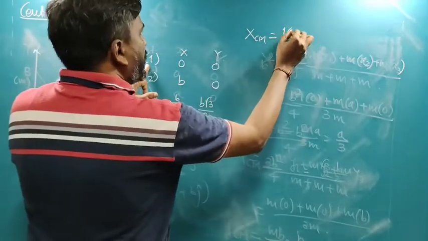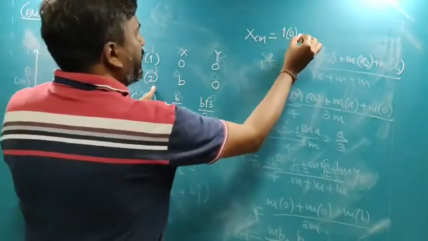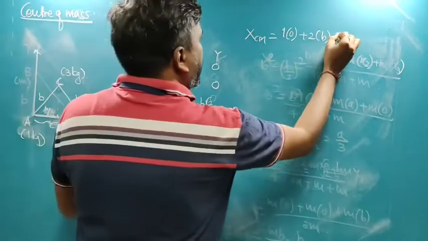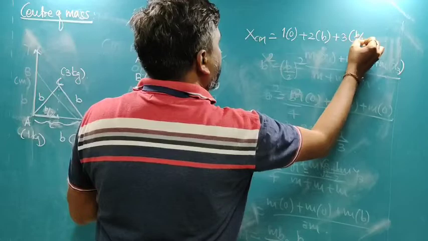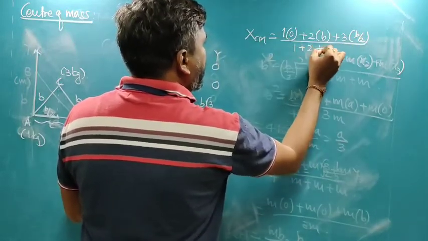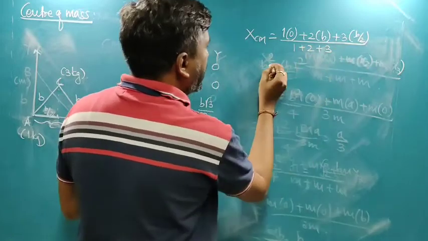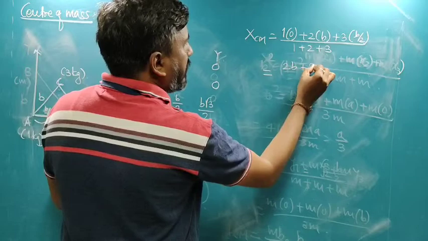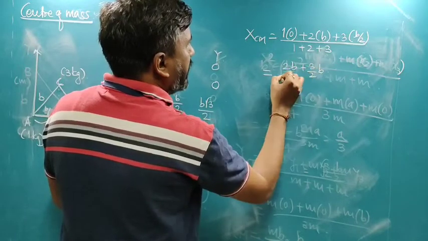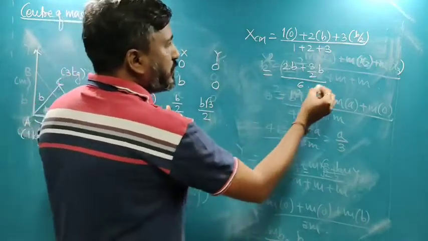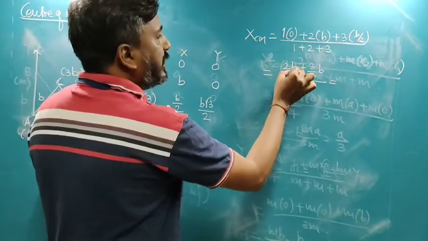1 kg is situated at a distance 0, plus 2 kg is situated at a distance b, plus 3 kg is situated at a distance b by 2, divided by the sum of all the masses, that is 1 kg plus 2 kg plus 3 kg. So the total answer becomes 2b plus 3 by 2 times b, and the whole is divided by 6. So at the last step, here the denominator is 1.